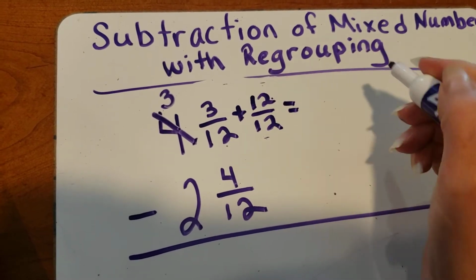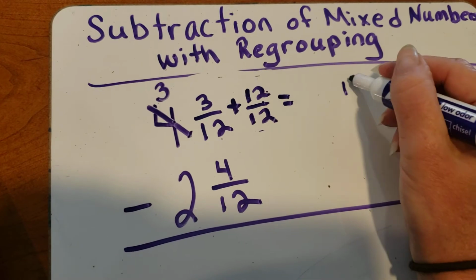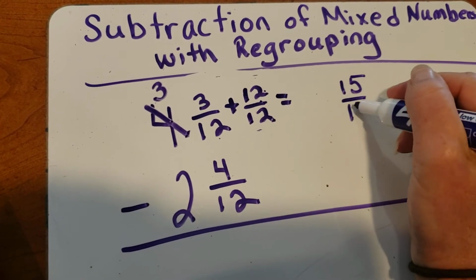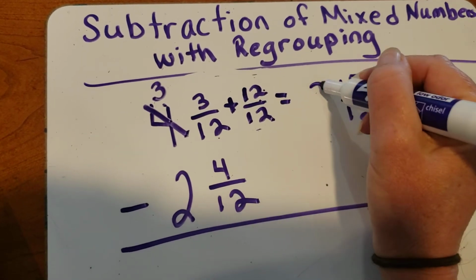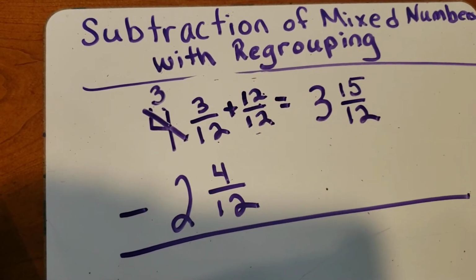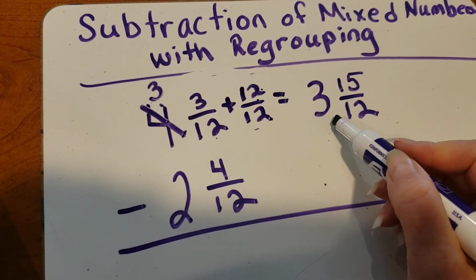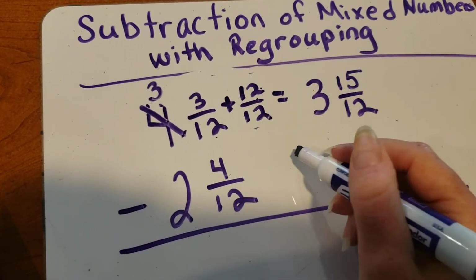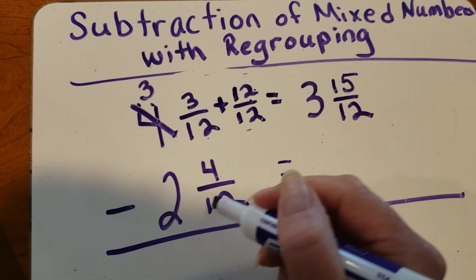Now I'm going to add 3/12 plus 12/12, which is 15/12. And I cannot forget to bring over my whole number. I'm going to bring over the 3. So now I've rewritten 4 and 3/12 as 3 and 15/12. It is the same value, it's just written differently.